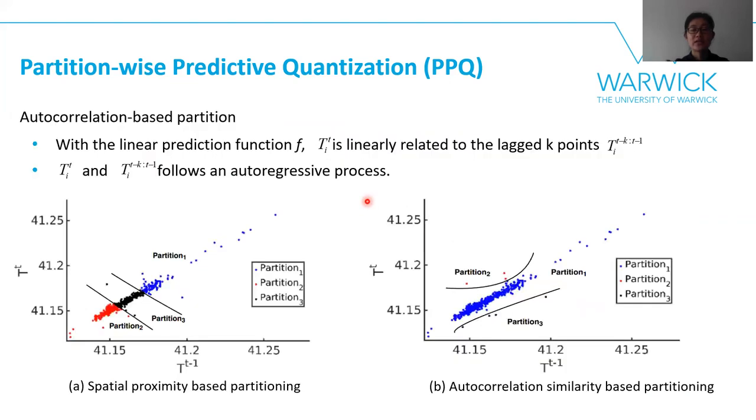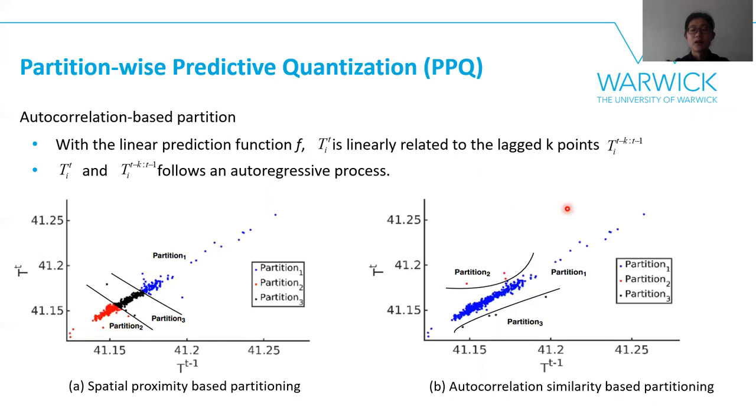For grouping the trajectories, one can apply a traditional partitioning based on spatial proximities. Instead, we design an autocorrelation-based partitioning. We put trajectories with similar autocorrelations in the same partition, so they can use the same prediction function. Because the prediction function is also designed based on the autocorrelations, a single function can work effectively for all the trajectories in the same partition.